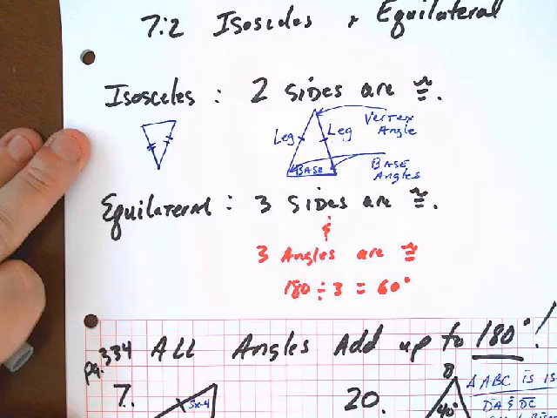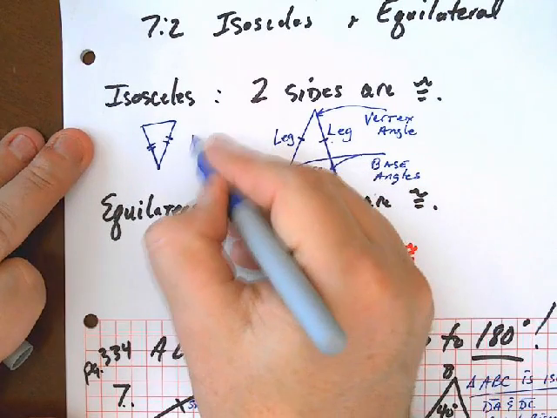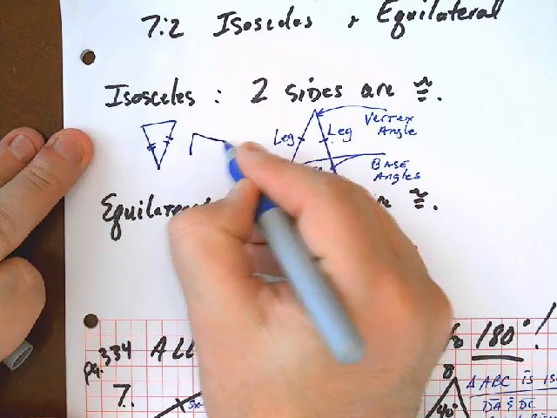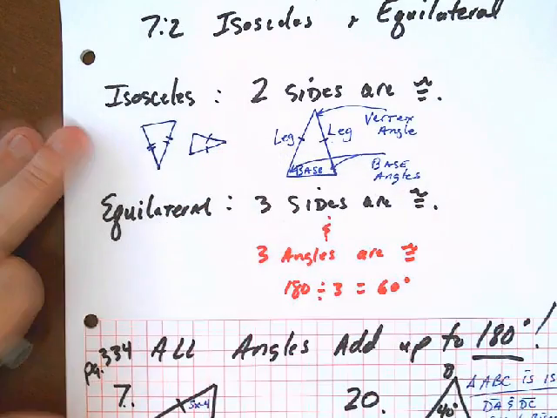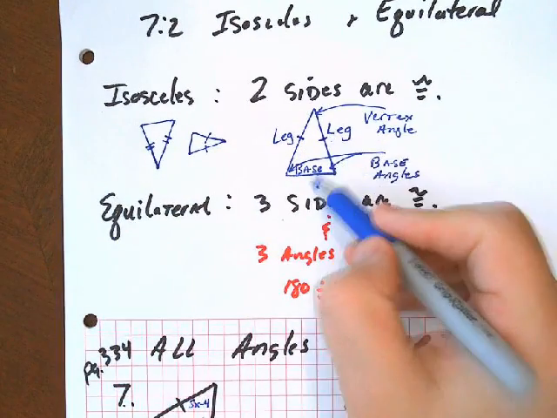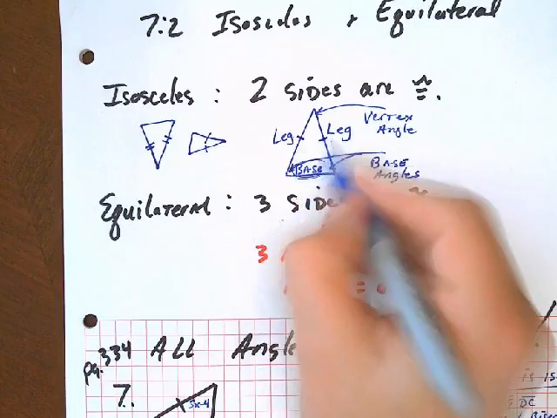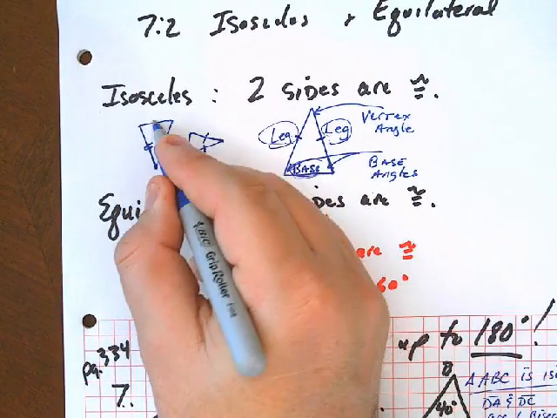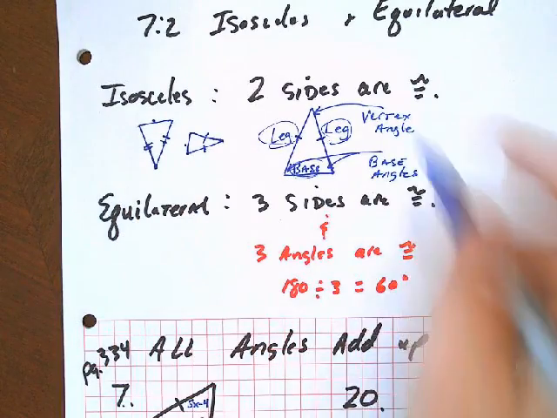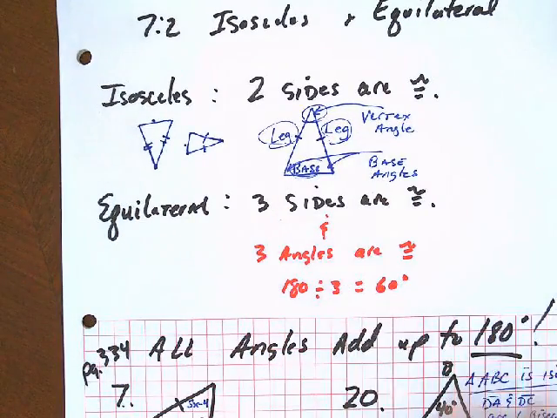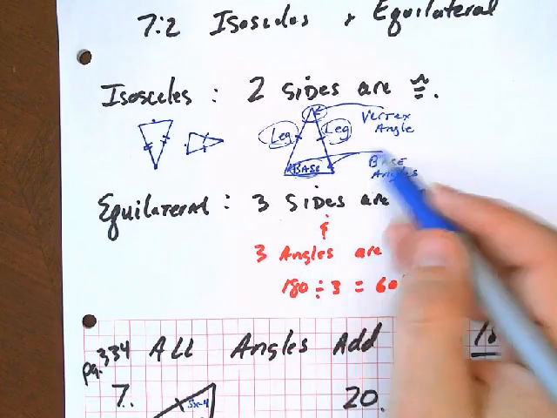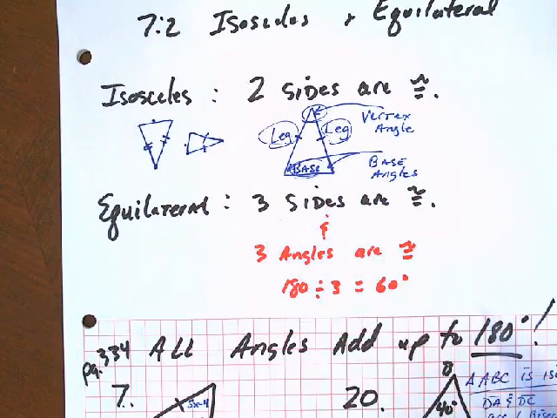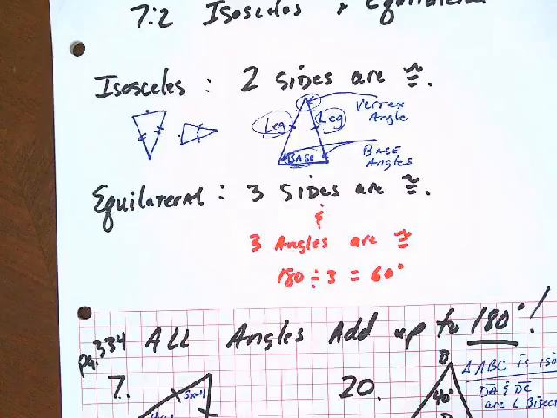That would be an isosceles triangle. It could be sideways like this. Does not matter. Those are called the legs, and then the other side is called the base. We have base, leg, and leg. Leg, leg, base. And then the angles: this is called the vertex angle, the angle between the two legs, and then we have the base angles, the other two angles. Those are along the base.